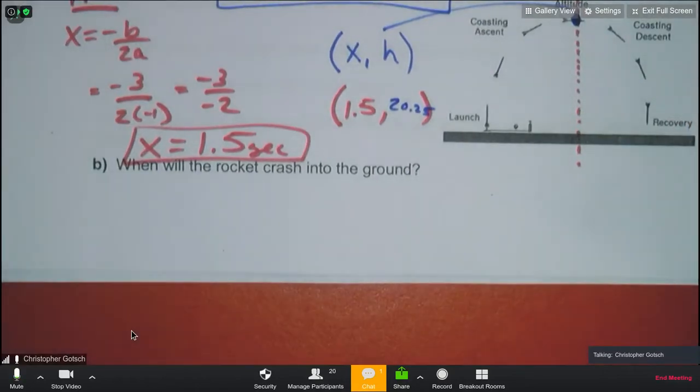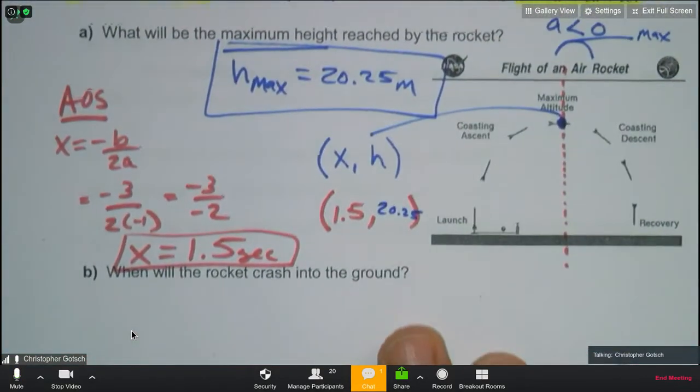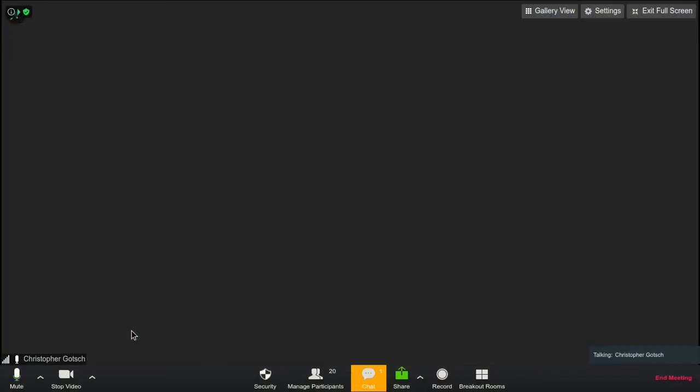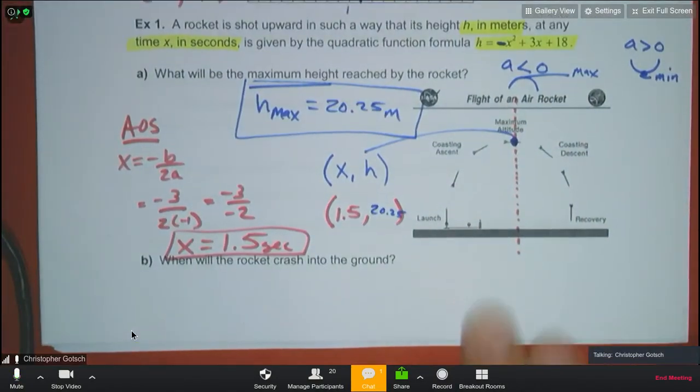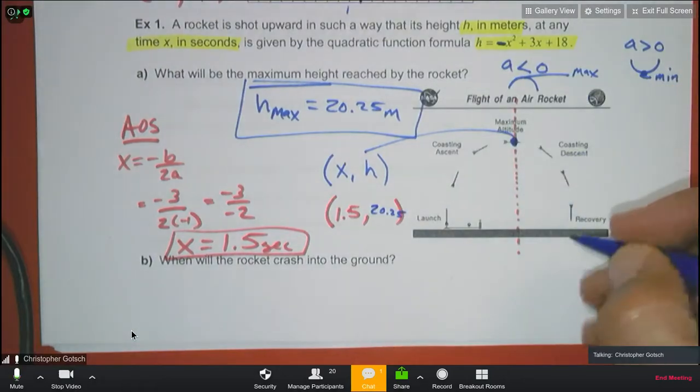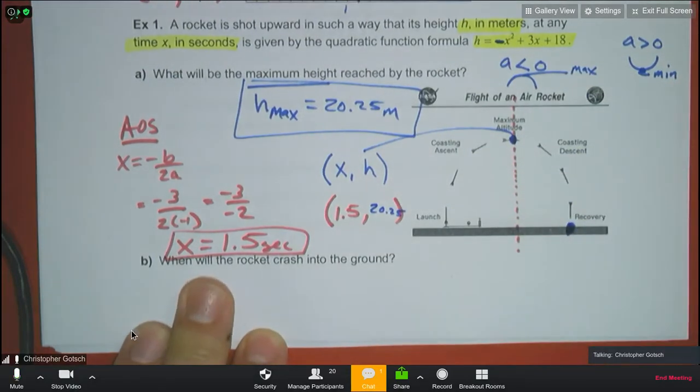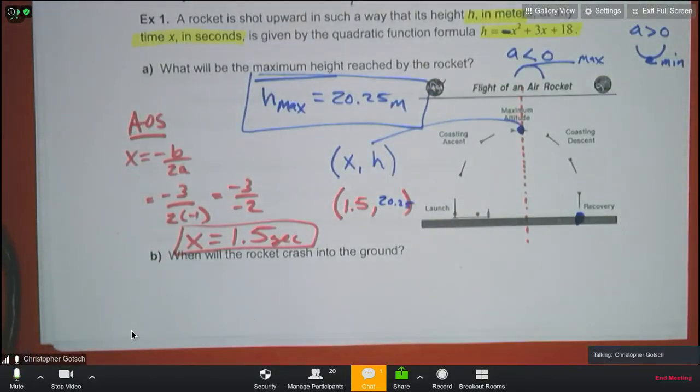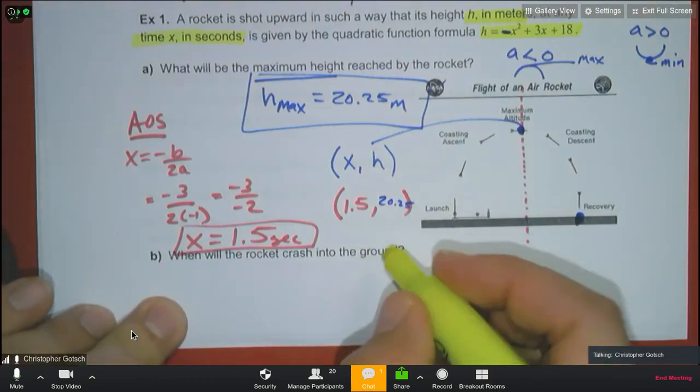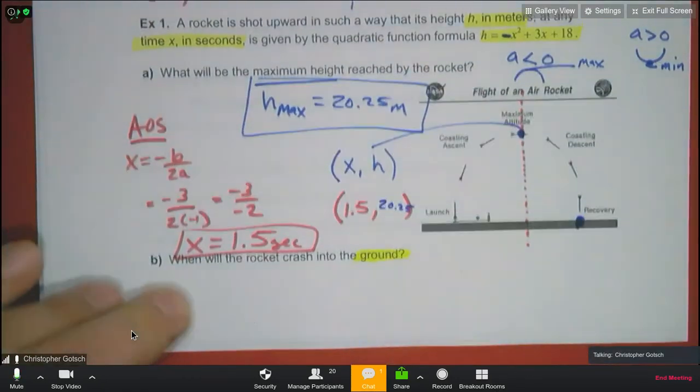B, when will the rocket crash into the ground? When is this rocket going to crash into the ground here? Goes up, comes down, right there. What do you guys know about the ground? Jackson, what's that? It's 3 seconds. 3 seconds?